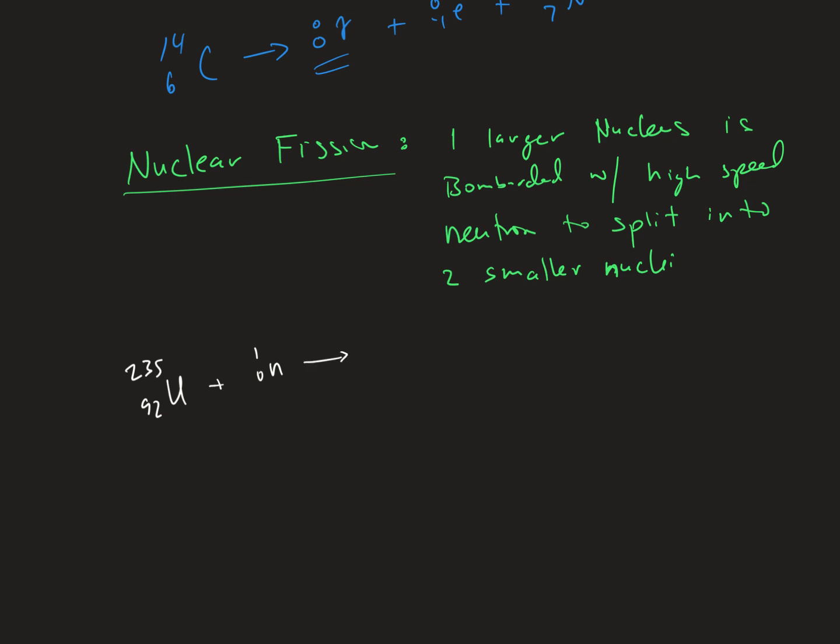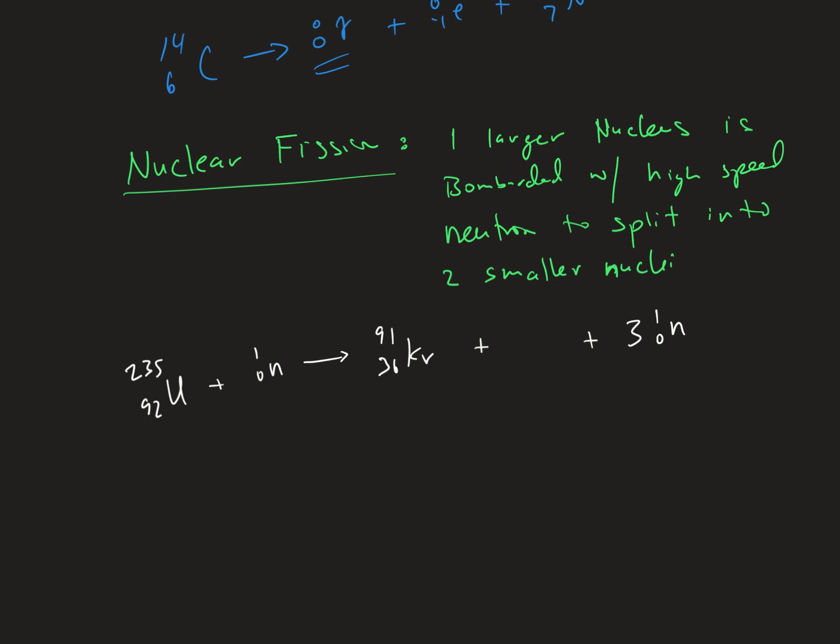And we get, now I have to give you something. I'm not going to say, okay, now what do we get? That's not enough information. So I might give you, okay, 91, 36, krypton. This is one of the fissionable isotopes that we end up with, plus something else. What else do we get? We get more neutrons.